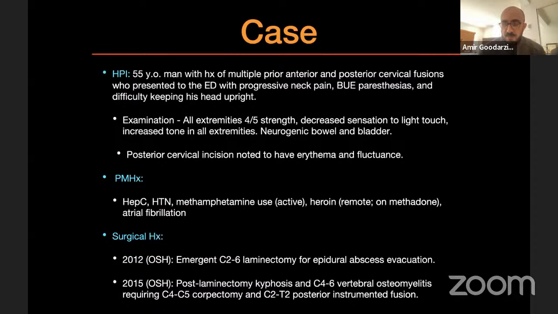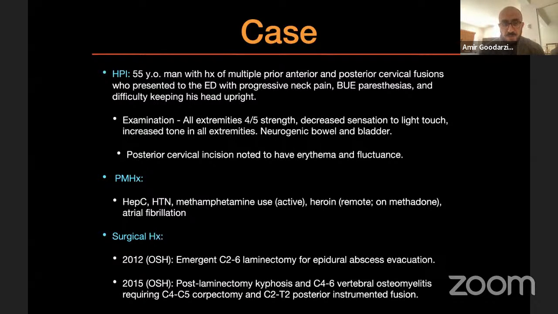His exam just showed generalized weakness, 4 out of 5 strength in all extremities, decreased sensation to light touch in the uppers, and increased tone in all his extremities, with history of neurogenic bowel and bladder. His posterior cervical incision did show erythema and fluctuance, and was concerning on exam for infection. He has a past medical history of Hep C, hypertension, methamphetamine use, which he was positive for on his UTOX on presentation, and a history of heroin use and AFib.